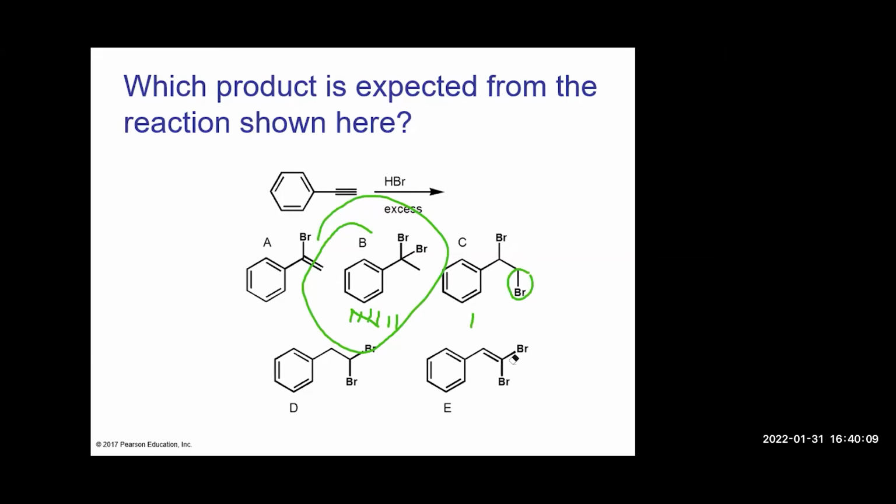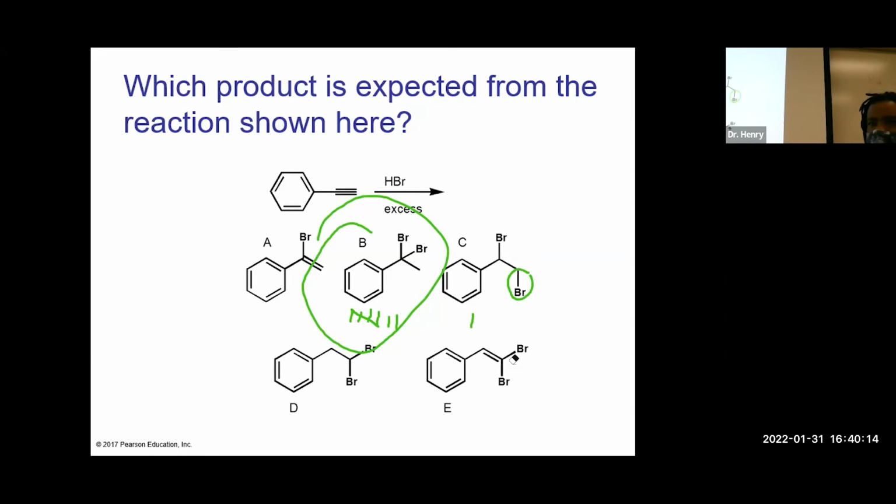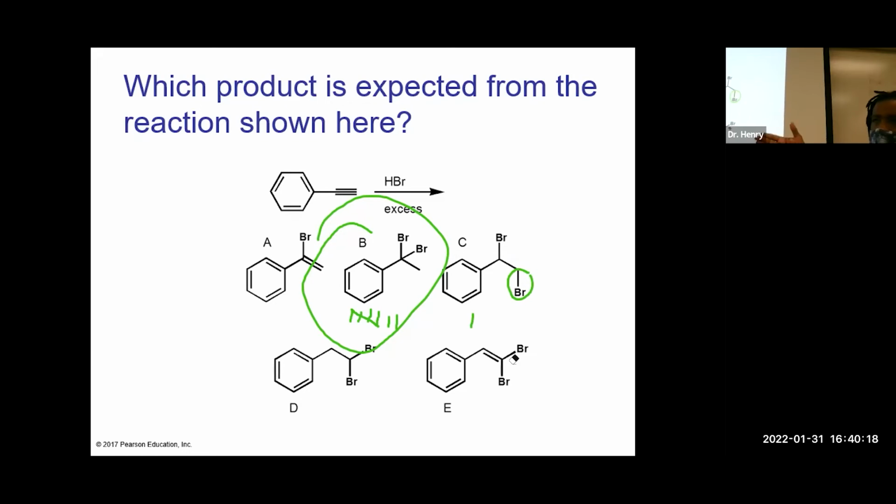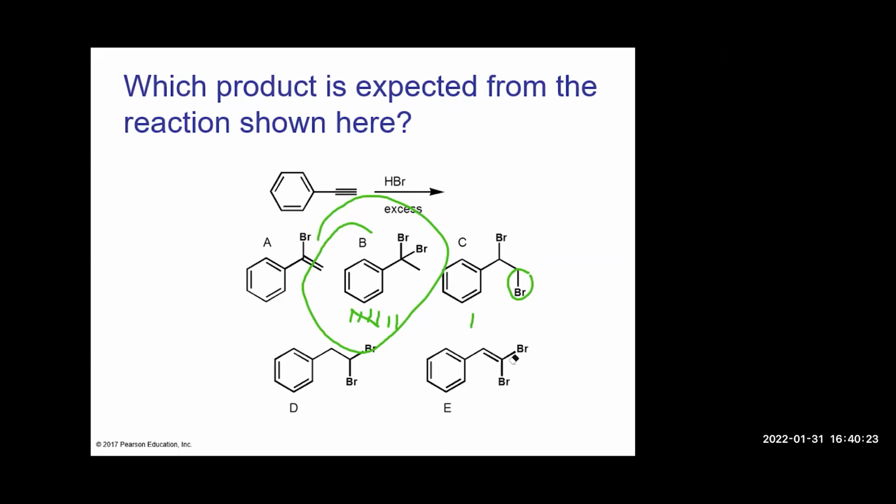What's the definition for terminal? The end carbon. Right? Okay. So in that case, you have a bromine at the end of the molecule. So that would be terminal. Gotcha. Does that make sense?